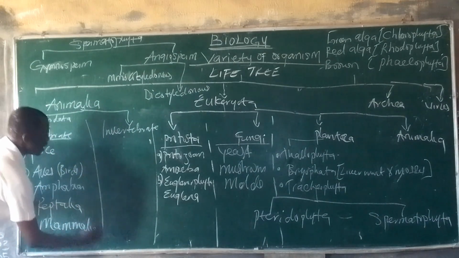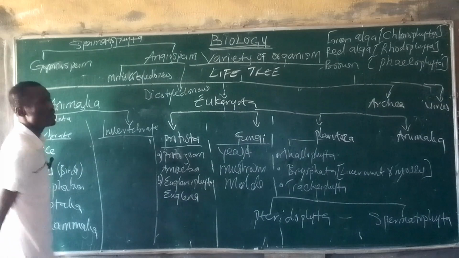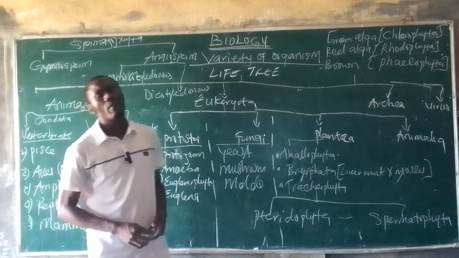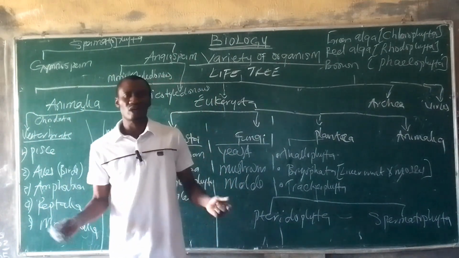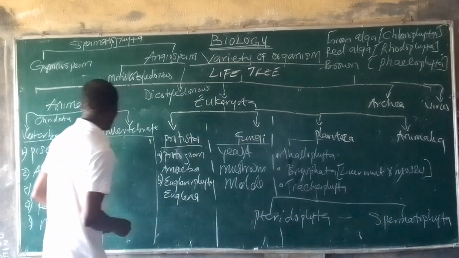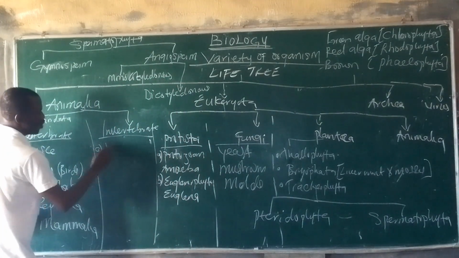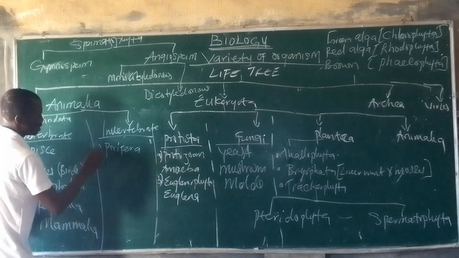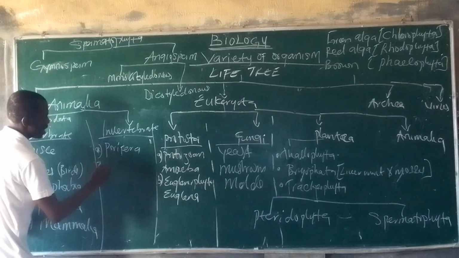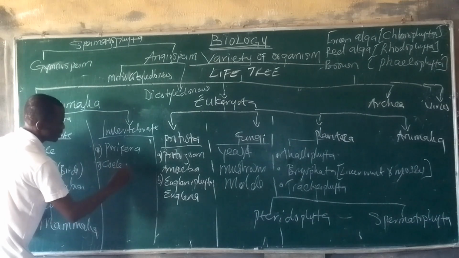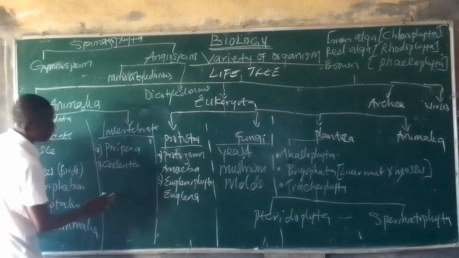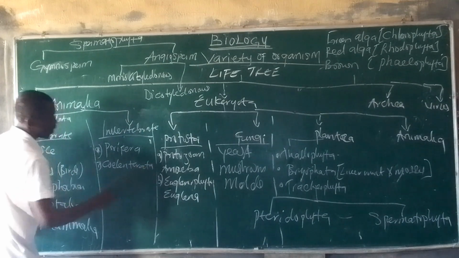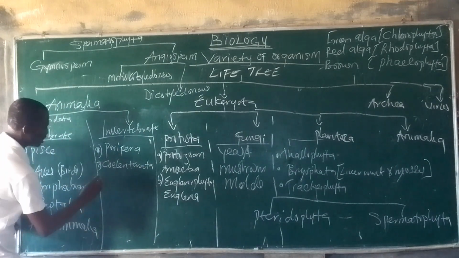Alright, now if it is an invertebrate, there are more than 30 invertebrates, but we'll be considering just 9 for the scope of this teaching. So we're looking at Porifera. This is 1, 2. We're looking at Coelenterata. Okay? Coelenterata, that's what it's called.